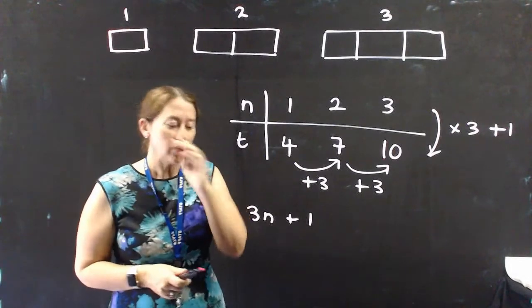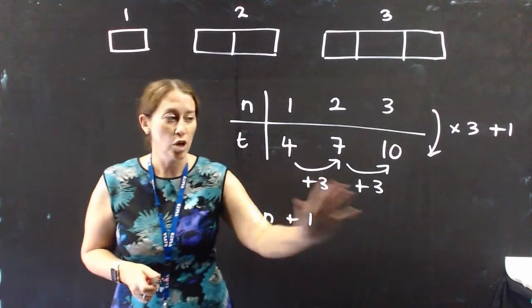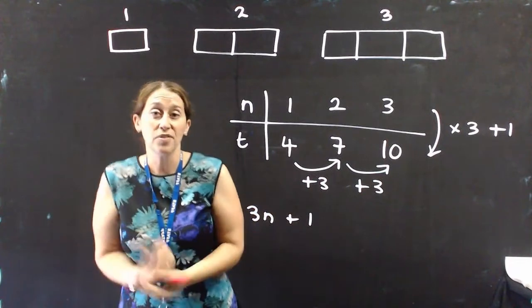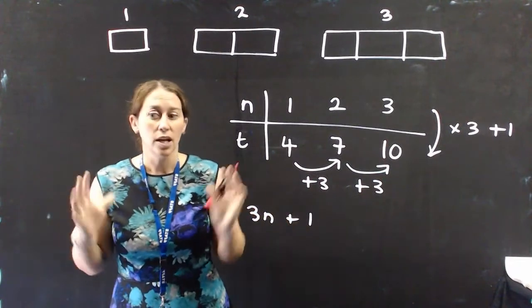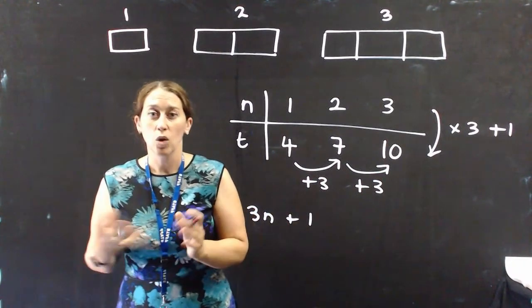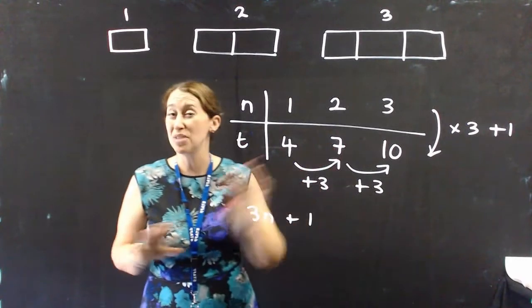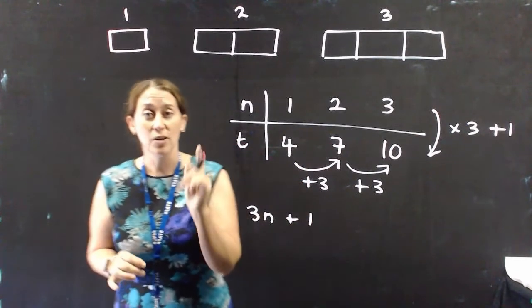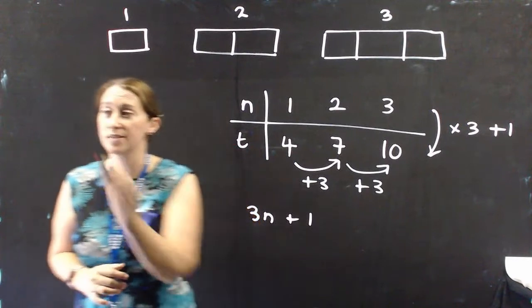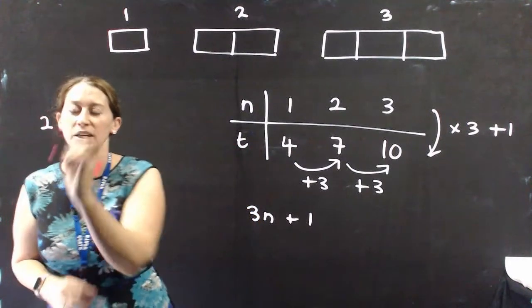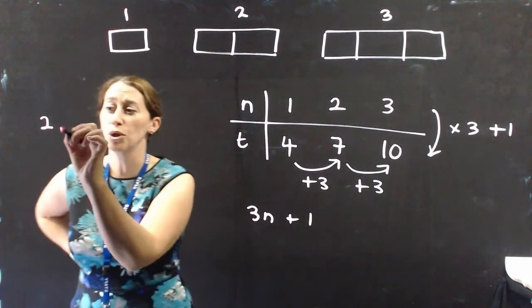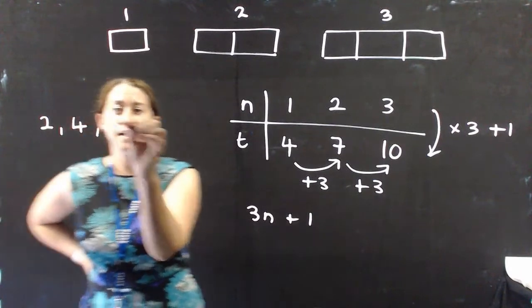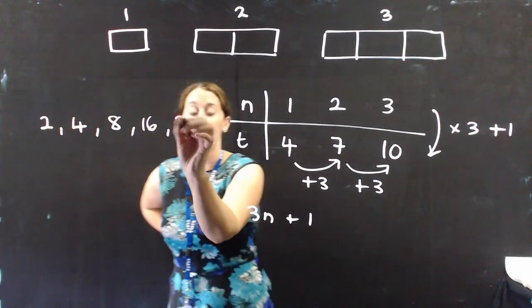All right, now sequences don't just come with a common difference between them. Sometimes they can be multiplied. Let's look at one in particular where the difference between the terms is not common, but there is something called a common ratio. Let's have a look. You might be familiar with the sequence 2, 4, 8, 16, 32.